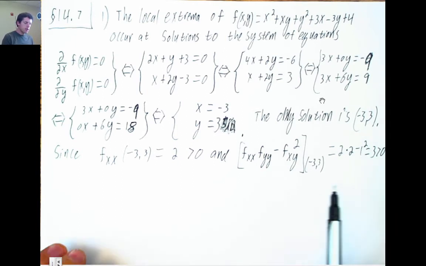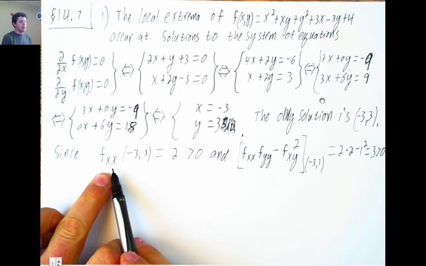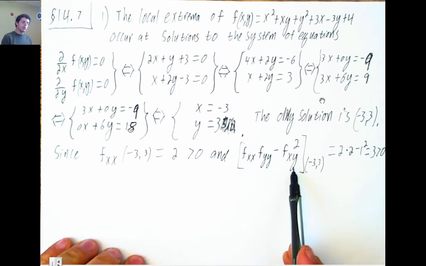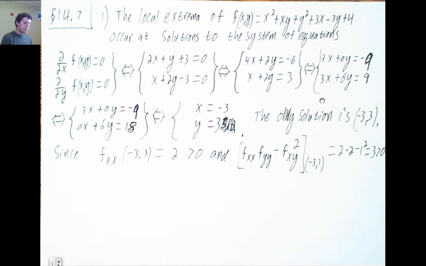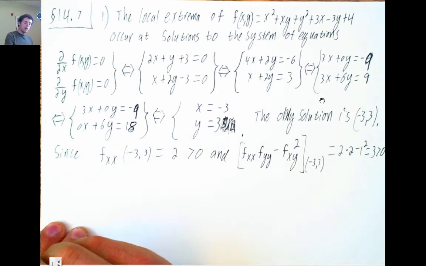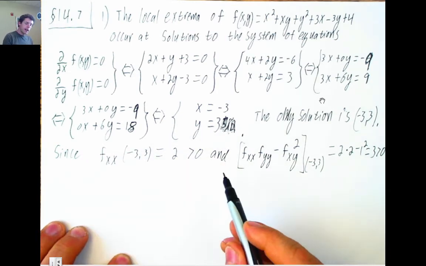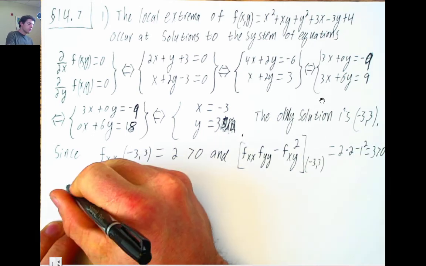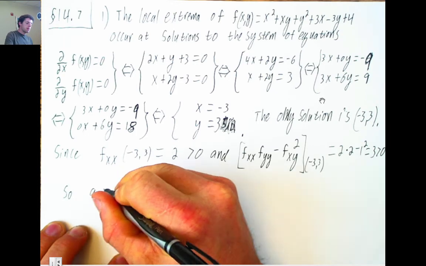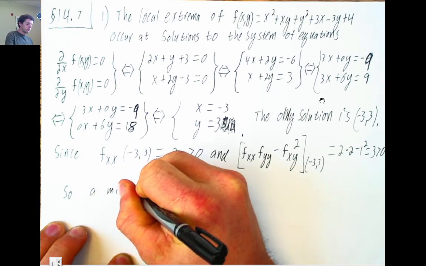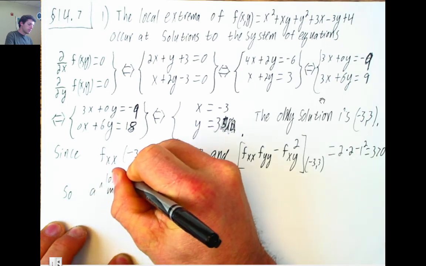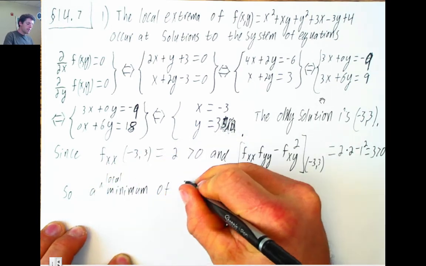Okay, so since we have concave up in the x direction and the same concavity in both the x and y directions, and this correction term is not ruining that, we can say f is, well, think about it, f is concave up in both directions at negative 3, 3. So a minimum, I should say local minimum, of f.